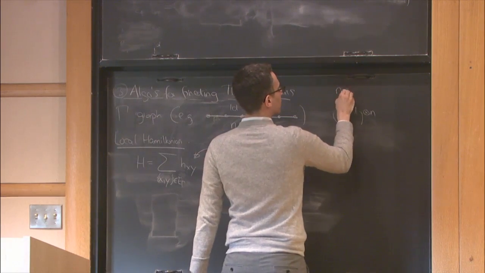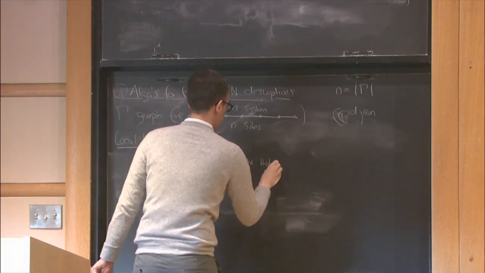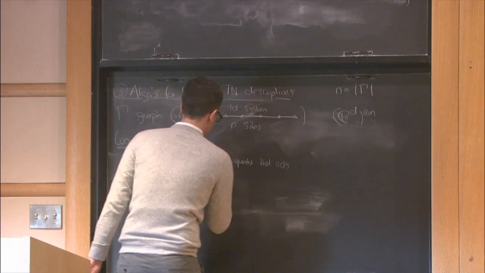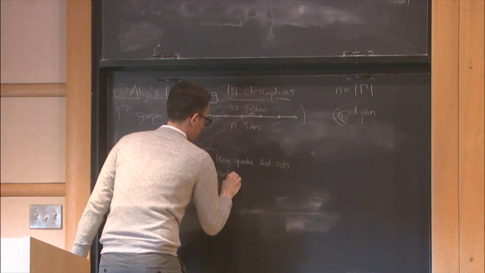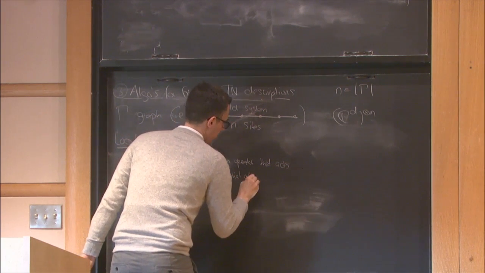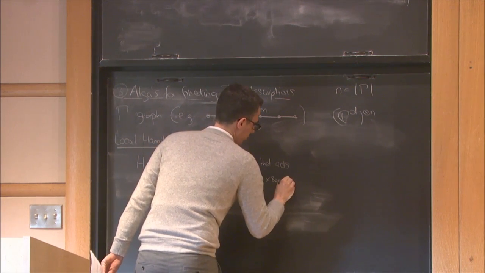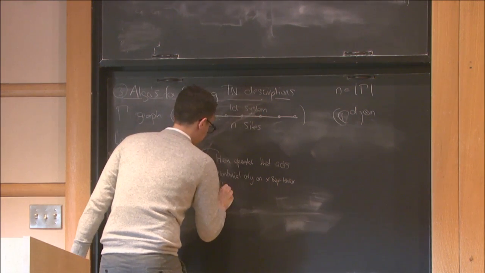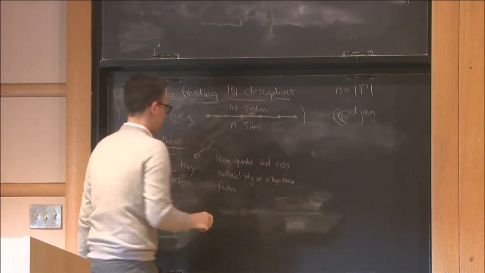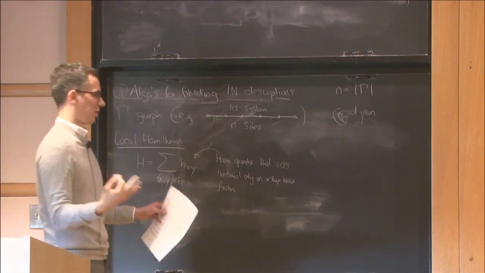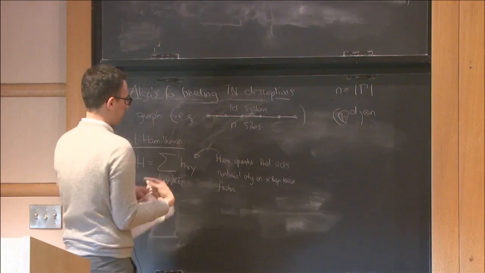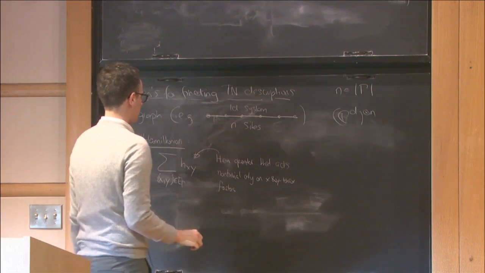Okay, so n is the number of sites, and it acts non-trivially only on the x and y tensor factors. So it's like in this correlation function, right? I had sort of two operators. This was a tensor product acting on two sides. Think of something like this.